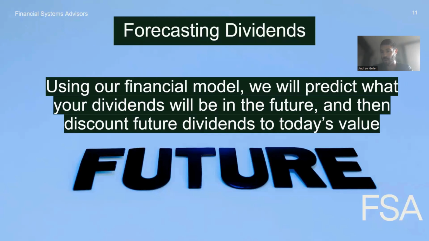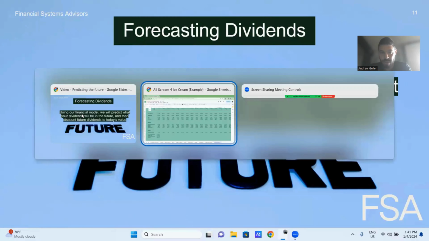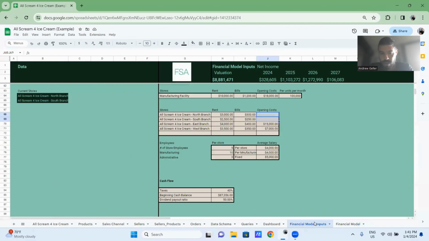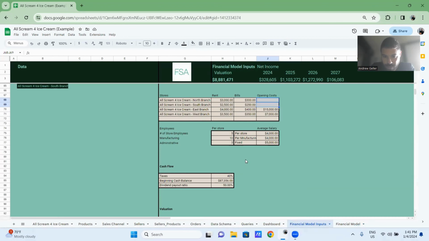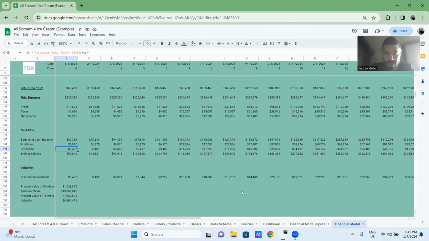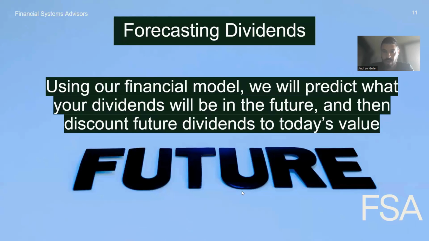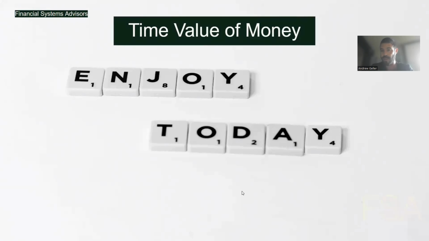We use our financial model just like we did here, and we find out what the net income is. In this case we used 50% for a dividend payout ratio, meaning 50% of net income is going to be paid out in dividends. And then we forecast it throughout the future. Now, we don't just forecast it. We have to discount the future values to today.